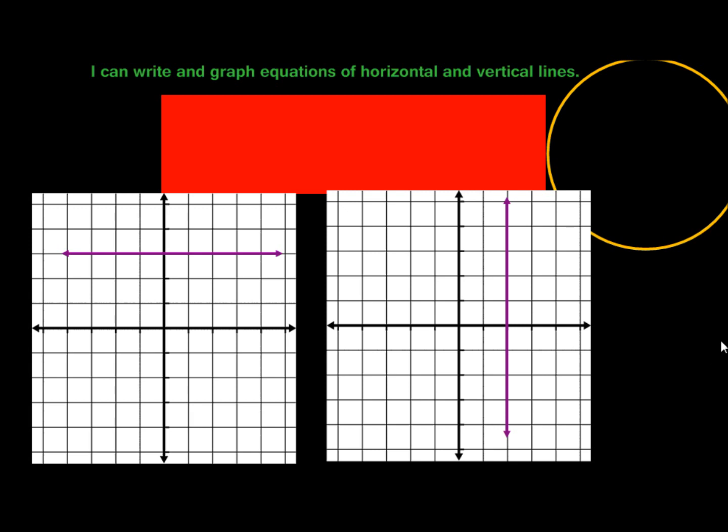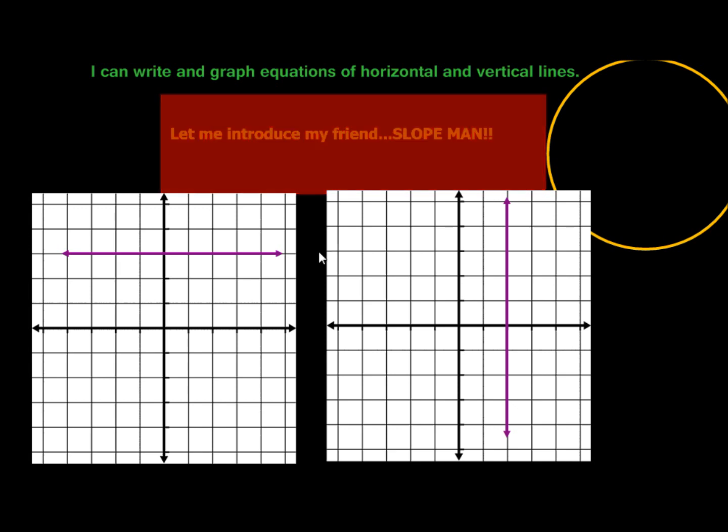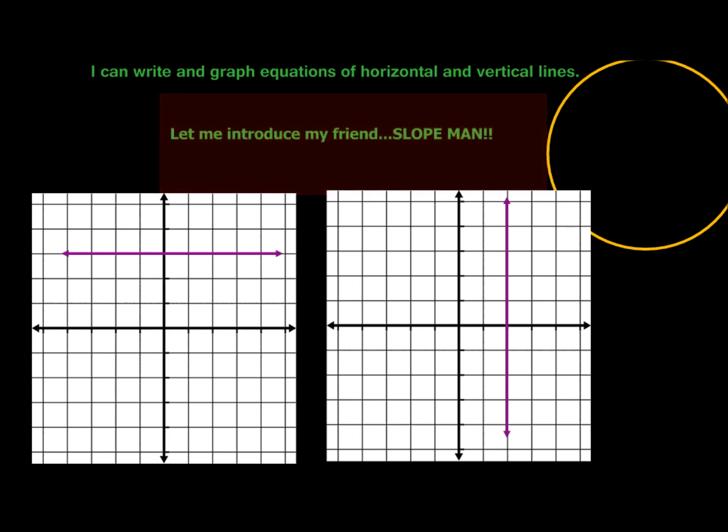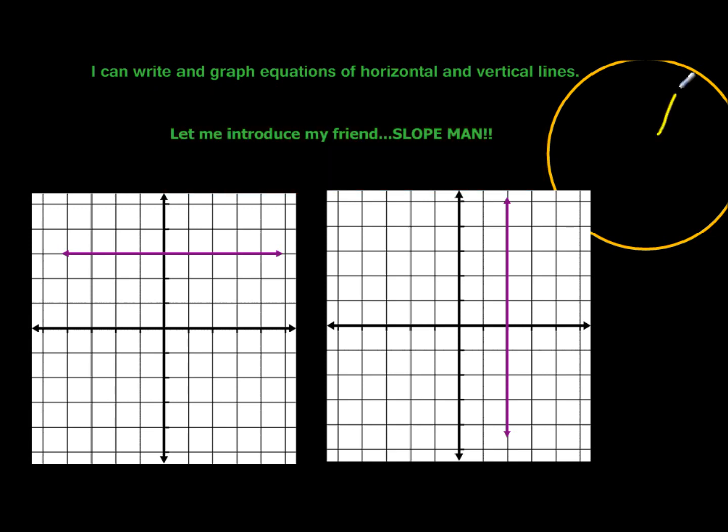To help us remember some things about horizontal and vertical lines, I have invited my friend Slopeman. He is so happy to be here with you today. If we take a look at Slopeman and what he tells us, we have positive, negative, undefined, and zero when we're dealing with slope. So, although Slopeman looks angry, he is not. He is here to help you. He's here to remind you that vertical lines have a slope of undefined, and that horizontal lines, you can pretend his tongue's coming out and showing you that its slope is zero.